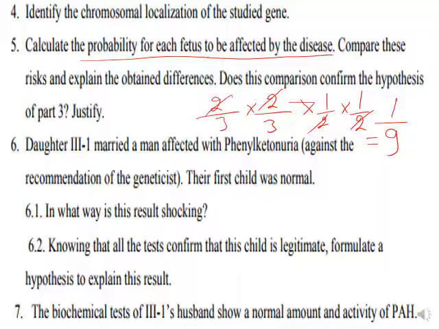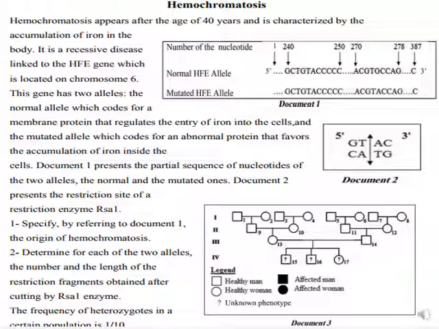Okay, let's move now to exercise 2, talking about hemochromatosis. The hemochromatosis disease appears at the age of 40. This disease is characterized by the accumulation of iron in the body. It's a recessive disease linked to the HFE gene, which is located on chromosome number 6, so it's autosomal. This gene has two alleles, the normal and the abnormal. The normal allele codes for the membrane protein that regulates the entry of iron into the cells, and the mutated one codes for an abnormal protein that favors the accumulation of iron inside the cell.